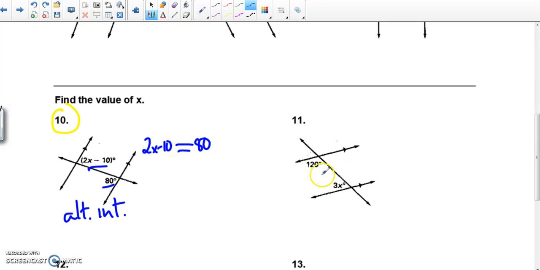Now for number 11, we look at these two relationships. They're not alternate interior. They almost are, but not quite. That would have to be over here. They're not alternate exterior. They're not quite corresponding. They're not vertical. So for number 11, the only other option is that they are supplementary, so they equal 180. So we'll do 120 plus 3x equals 180.